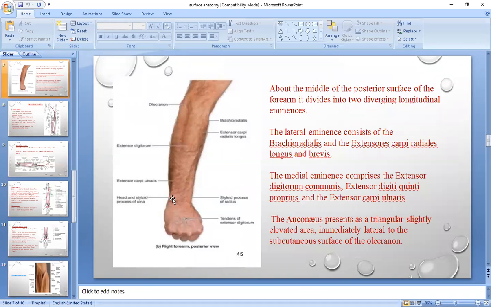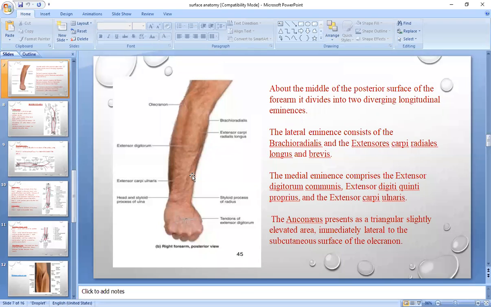Next, if you see on the posterior aspect of the forearm, so extension. See again, extension of the wrist and elbow. What happened here? If you identify the posterior aspect, it consists of two longitudinal prominences with the presence of a midline longitudinal groove. Okay, so what are these two? Lateral and medial. So if you see on the posterior surface of the forearm, it divides into two diverging longitudinal eminences.